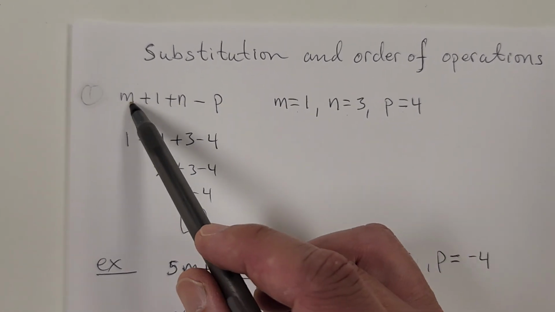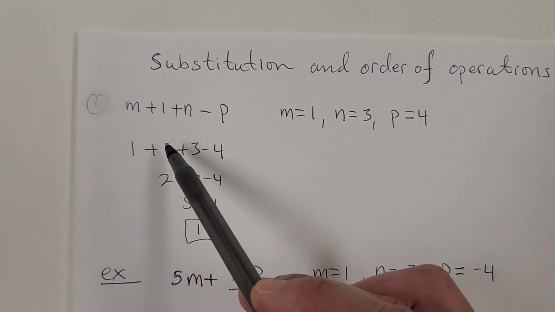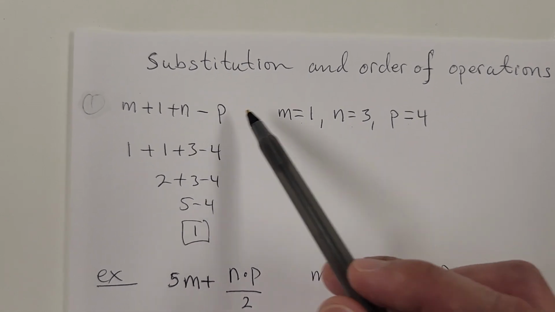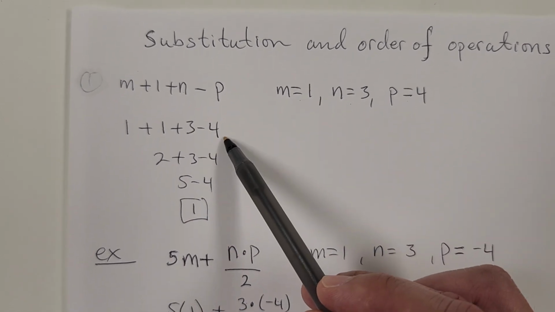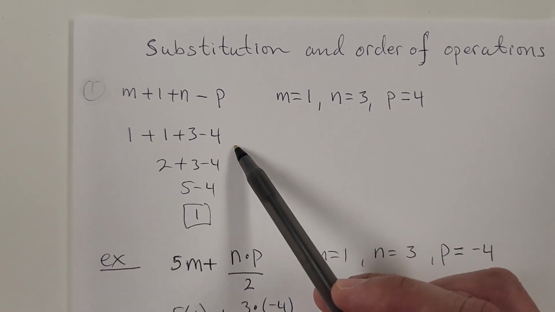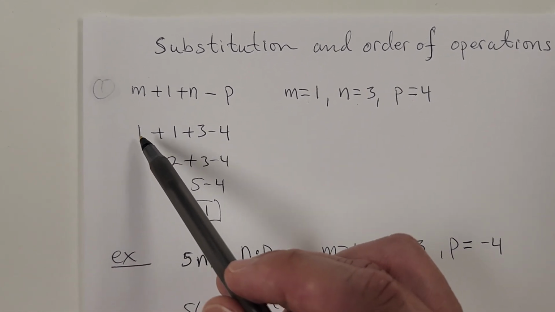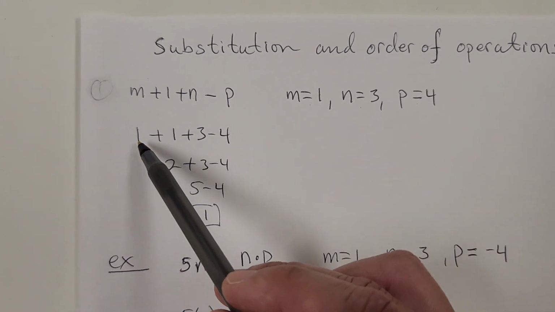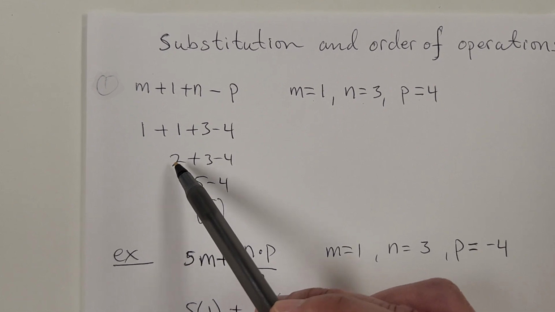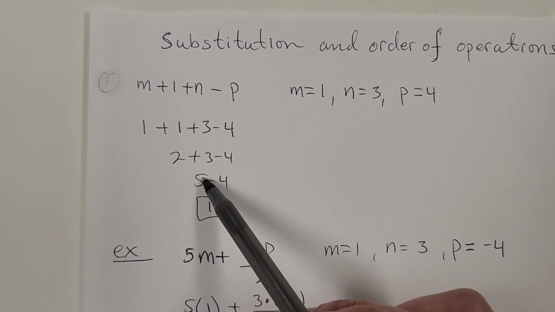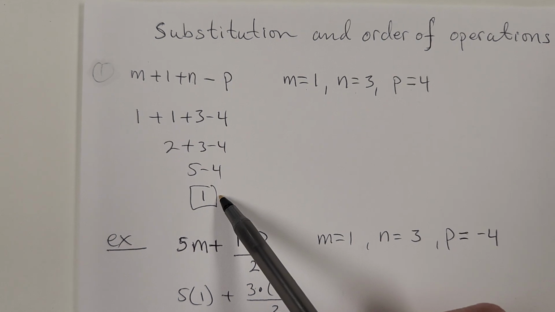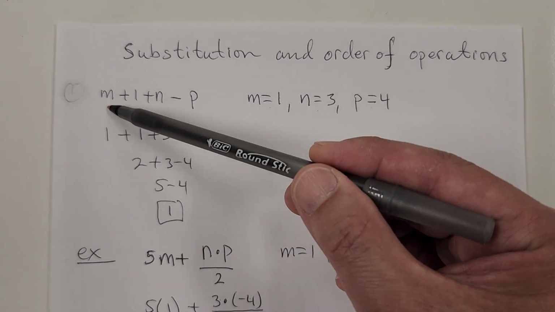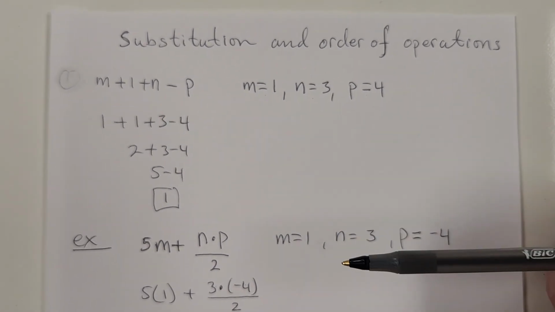So m, I replace by 1. This one is already there. N, I replace by a 3. P, I replace by a 4. Okay. After that, just do order of operation. And again, plus and minus only, so left to right. So 1 plus 1 gives me 2. 2 plus 3 gives me 5. 5 subtract 4, 1. Okay, again, your job is to plug in the letter, replace the letter with a value.